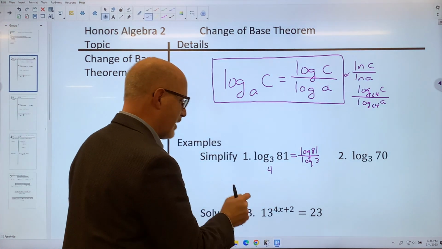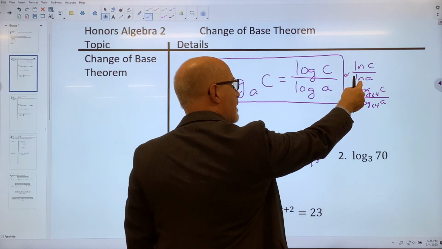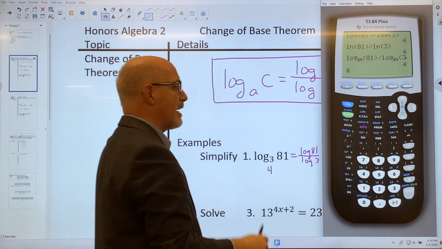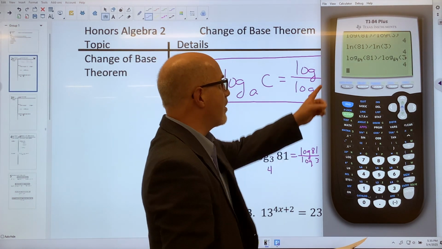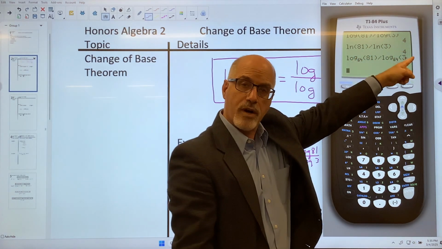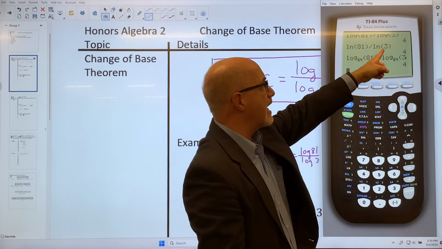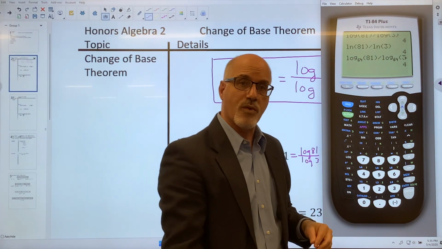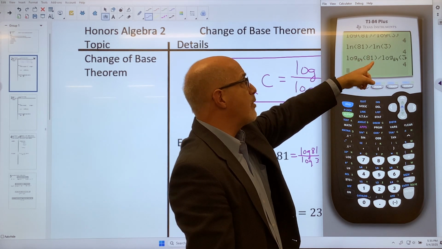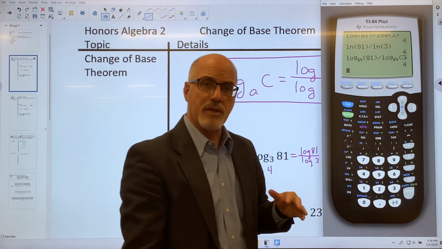Let's check it out. I've done it ahead of time on my calculator because, remember, I said you could do it with other bases as well. Notice that when I open up my calculator, log of 81 over log of 3 gives me that 4 that we know the answer is. Also, natural log of 81 over natural log of 3 gives me the 4. As well as if I did log base 64 of 81 divided by log base 64 of 3, that also gives me the 4.